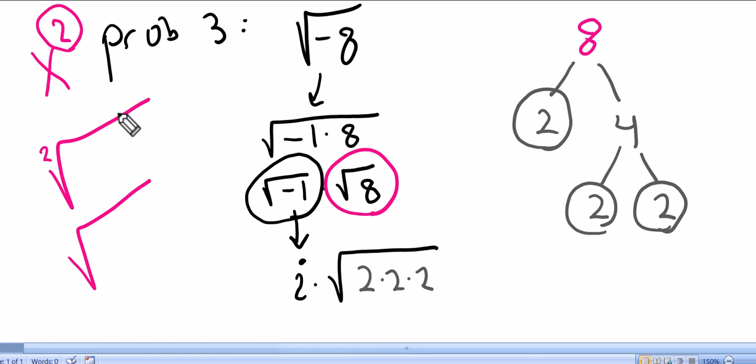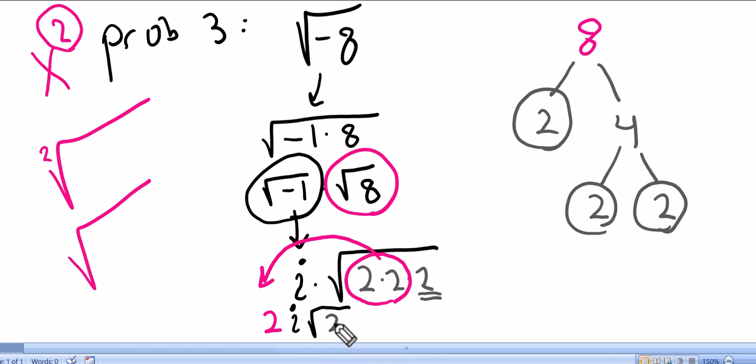Now the square root right here, we're looking for pairs. So here's a pair of 2's, and I'm going to pull that out. And it's a pair, right? One pair. So that's going to be a 2. The I is already out there. And inside we had a 2 left over, so I'm going to put that 2 right here. So what I'm saying then is the square root of negative 8 is 2i radical 2.